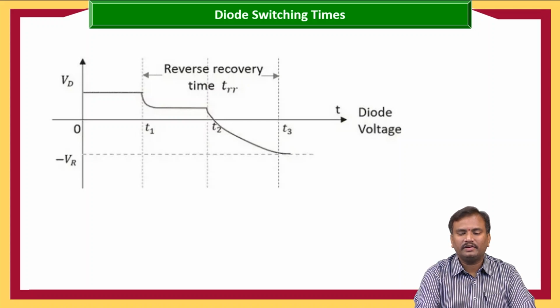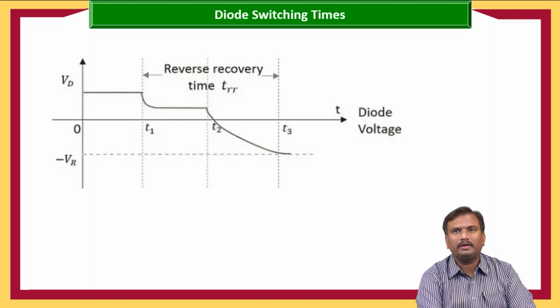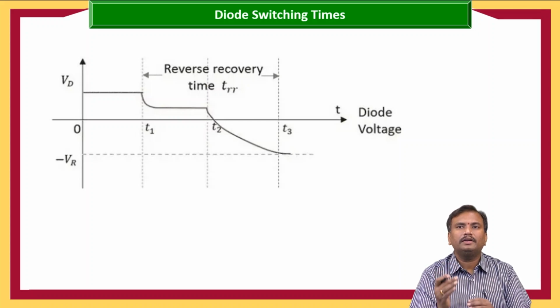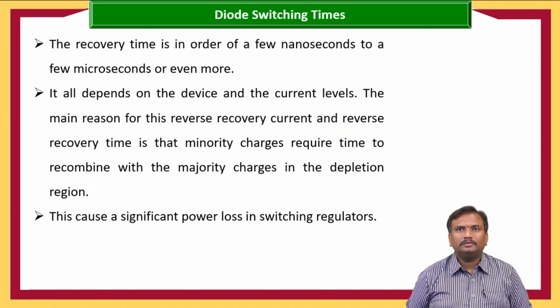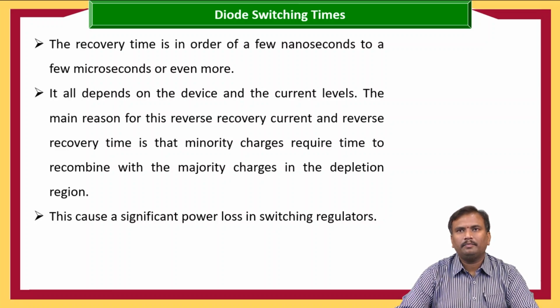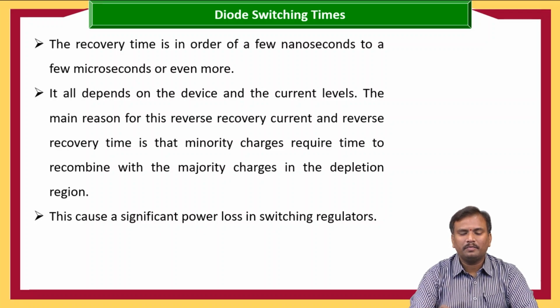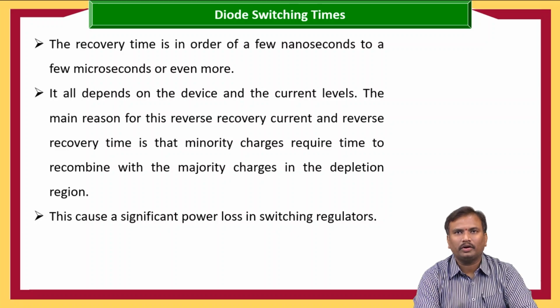Here you can see the reverse recovery time. This is the time taken to reach the negative voltage, that is nothing but complete current is reduced to zero, it is open circuited. When it is open circuited, the negative voltage is applied across the diode. Now the recovery time is in the order of a few nanoseconds to a few microseconds or even more.